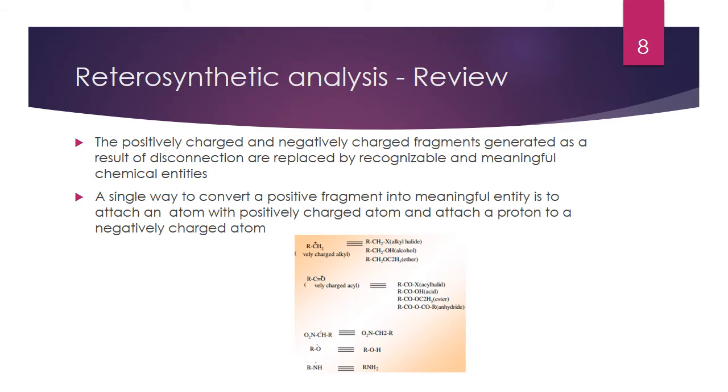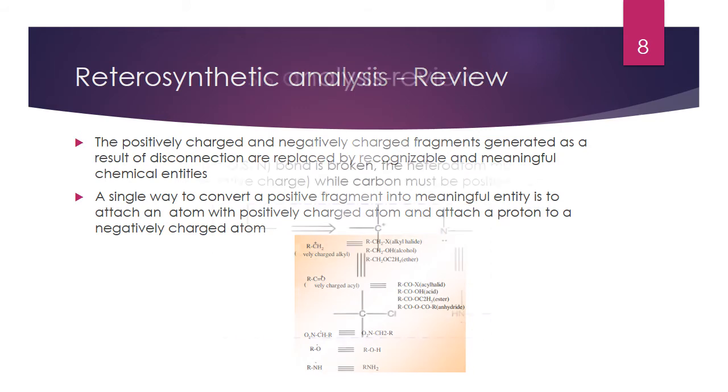And if you have a negative charge, the simple way is to attach a proton, right? When a base picks up a proton, you get a negative charge. So whenever you have a negatively charged fragment, the easiest way to convert it into a meaningful entity is to add a proton to it. And when you have a positive charge, the simplest way to convert it into a meaningful entity is by attaching an electronegative atom such as a halogen.